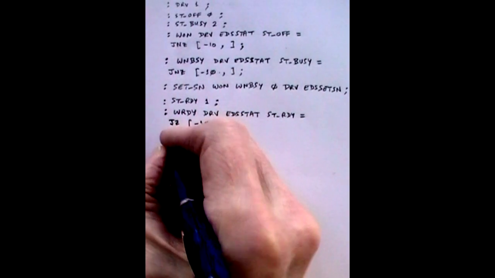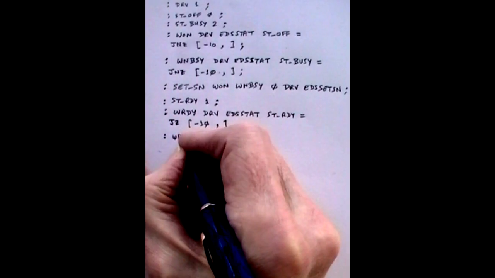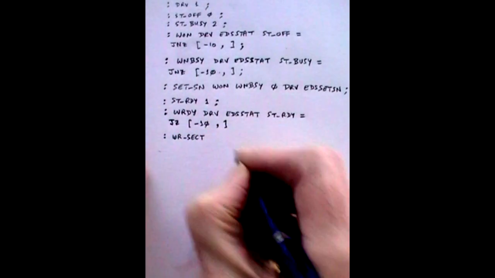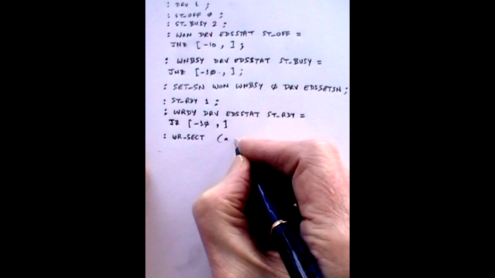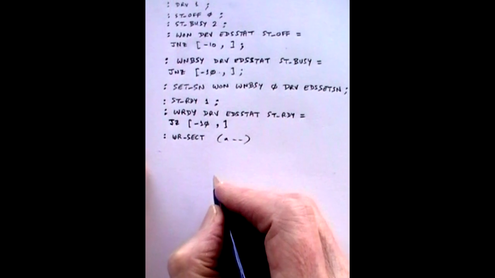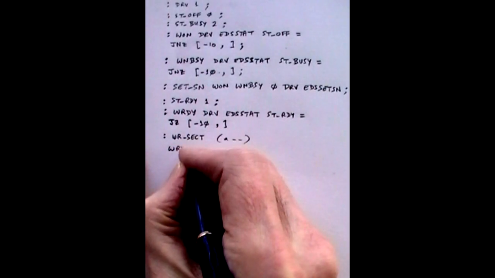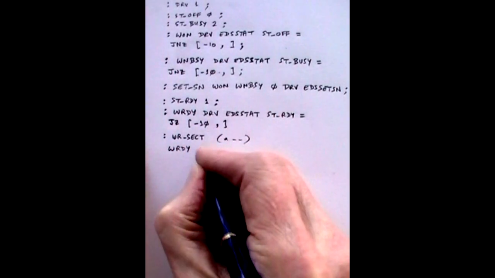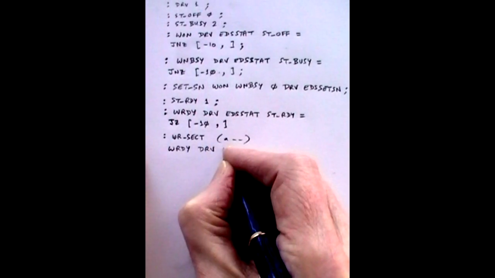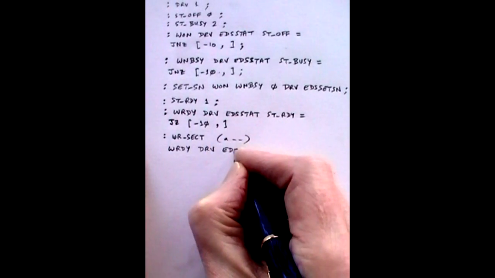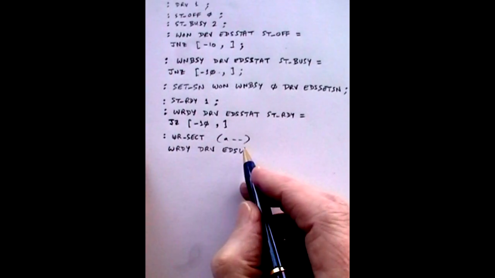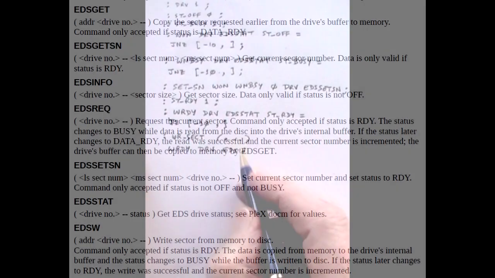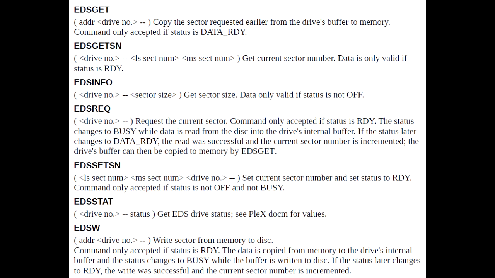And now we can make a write sector routine. Write sector, which will have an address on the stack, and it will wait ready, and then just call the system routine EDS write, and that will write the contents of memory starting at this address and write to the sector that we selected with set sector number.